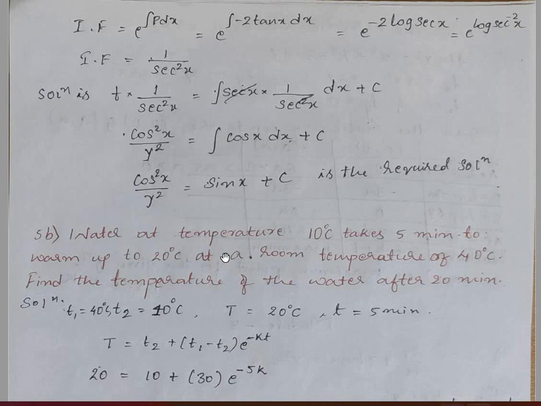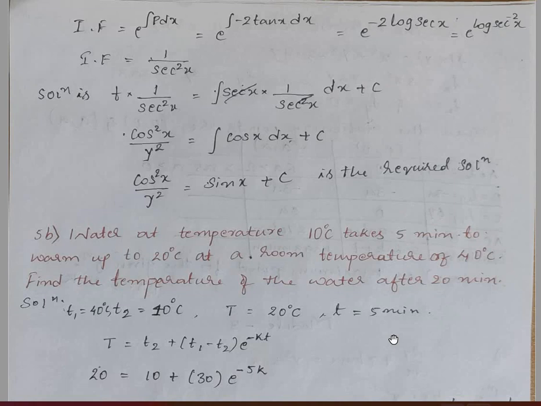Then moving on to fifth B, Newton's law of cooling. Water at temperature 10 degrees Celsius takes 5 minutes to warm up to 20 degrees Celsius at a room temperature of 40 degrees Celsius. Find the temperature of the water after 20 minutes. So I will define T1 as 40, T2 as 10 degrees, capital T as 20 degrees, small t as 5 minutes. After 20 minutes, what is the value? I am going to find out.